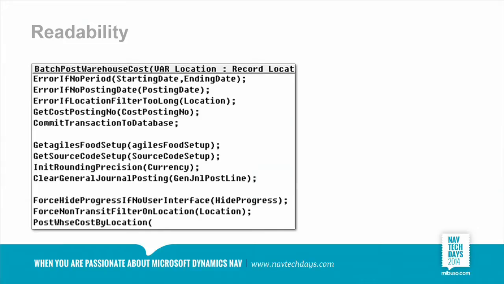Then comes get the food set up, init rounding precision, clear general journal, and then we start force hide progress if no user interface, force non-transit filter on location because we don't record warehouse costs on locations that are in transit, and then we start post warehouse cost by location, and it goes on.